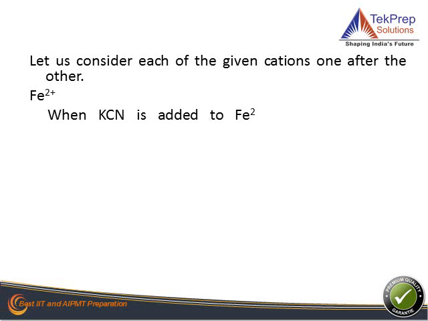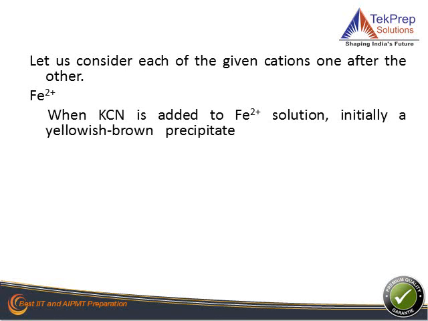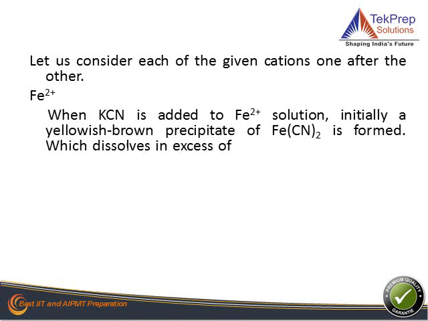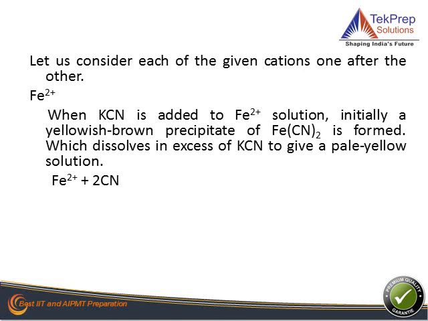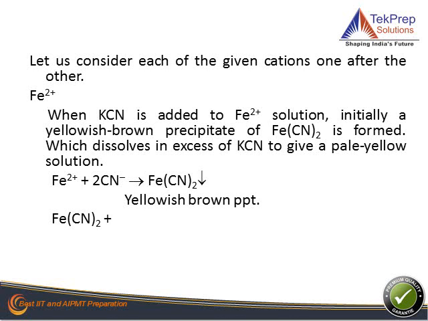When iron 2 is mixed with potassium cyanide, it forms a solution. Initially, a yellowish brown precipitate is formed, and when more of it is added, it dissolves to form a solution which is pale yellow in color. This is not the one we are looking for. However, let's look at the second option, which is iron 3.